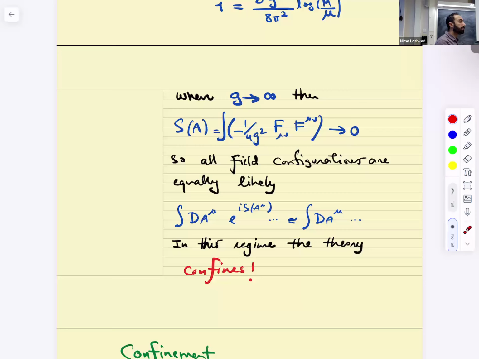Okay, good. So I'm going to define what confinement is. Any other questions?